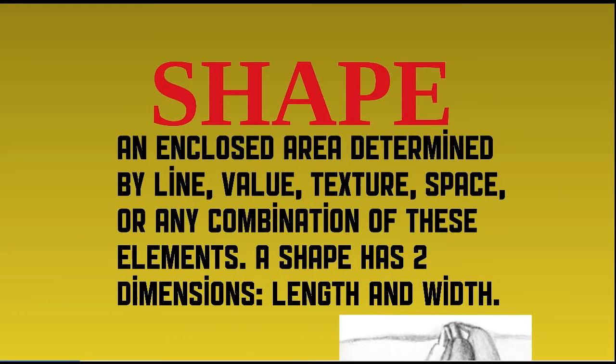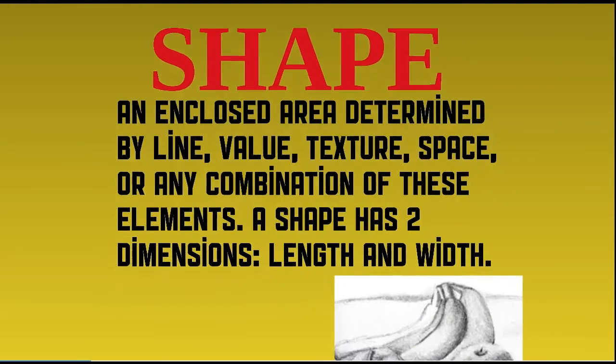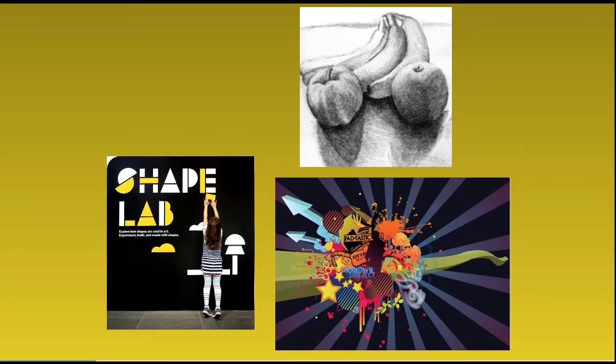Now, let's go to shape. A shape is an enclosed area determined by line, value, texture, space, or any combination of these elements. Remember that a shape has two dimensions. It has only the length and the width. Do you see the shape?